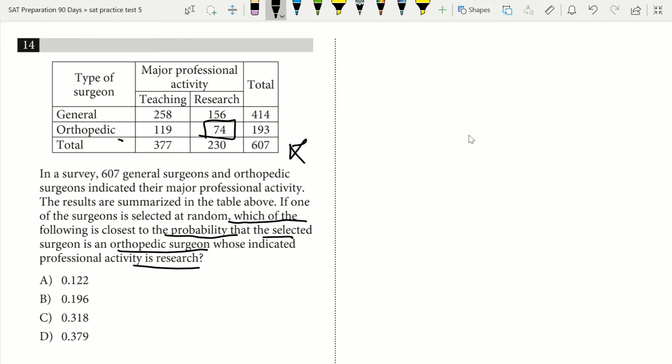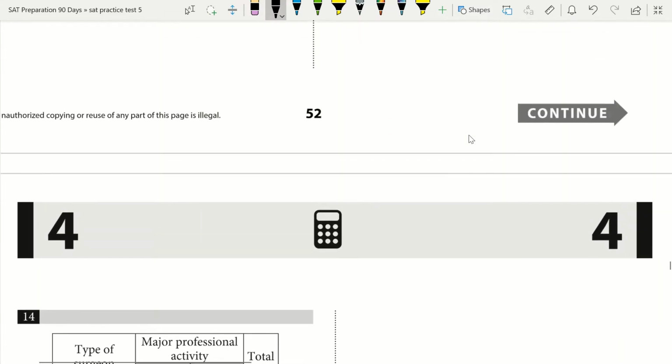In a survey, 607 general surgeons and orthopedic surgeons indicated their major professional activity. The results are summarized in the table above. If one of the surgeons is selected at random, what's the probability that the selected surgeon is an orthopedic surgeon whose indicated professional activity is research? Okay, since we're selecting at random, that's going to be 74 out of 607. I plug that into my calculator, and that gives me 0.122. So my answer for 14 is going to be A. Okay, now I've got question 15.